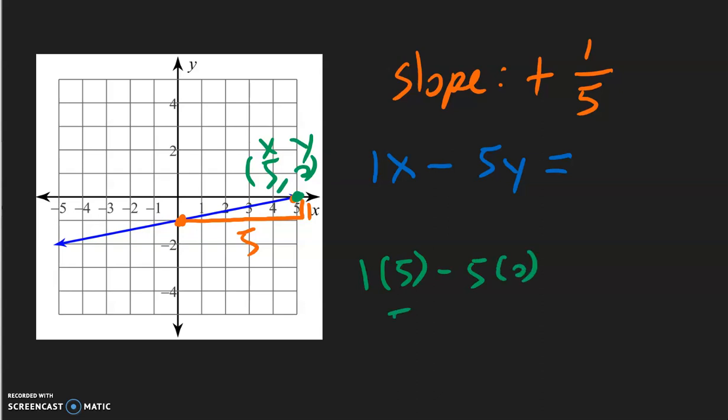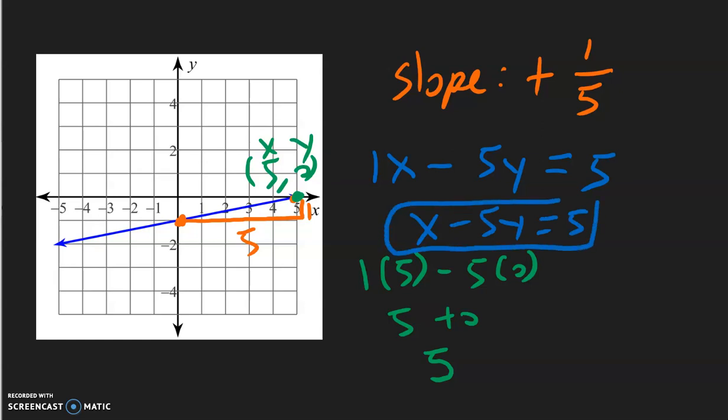1 times 5 is 5. Negative 5 times 0 is going to be 0. So 5 plus 0, that's going to be a 5. So I'm going to plug that into here. So 1x minus 5y is equal to 5. And we know that if we have a 1 in front of the x, we really don't need that 1. We can just simply write x minus 5y equal to 5. And that's our equation in standard form.